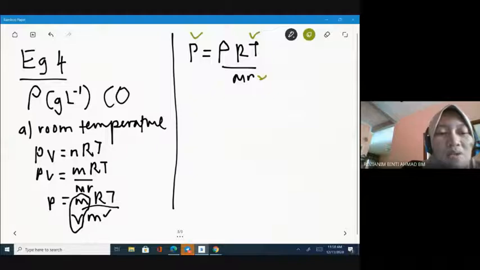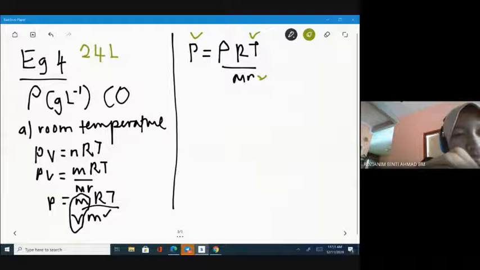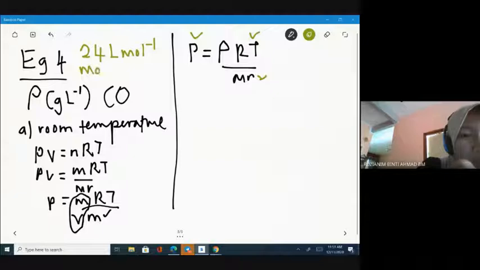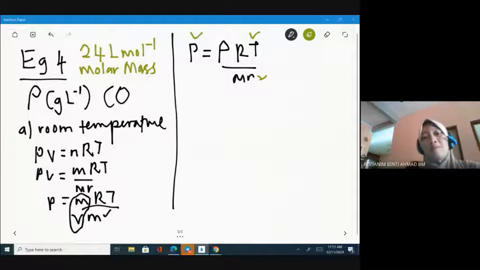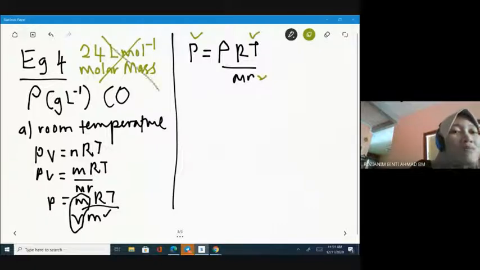What hidden information is there in room temperature? You know the hidden information. Usually it is a constant value. What is the value at room temperature? 24. You are familiar with this value of 24. So this 24 has units of liter per mole, and it is called the molar volume. Can we use this data to find the density, the pressure, temperature and molar mass? No. This is only the molar volume. So we have another keyword here.